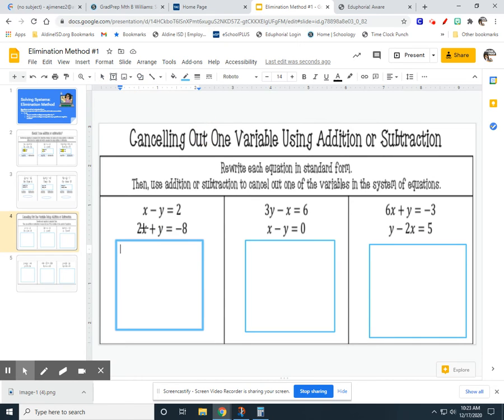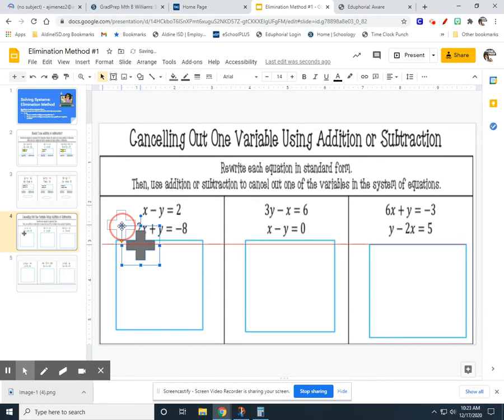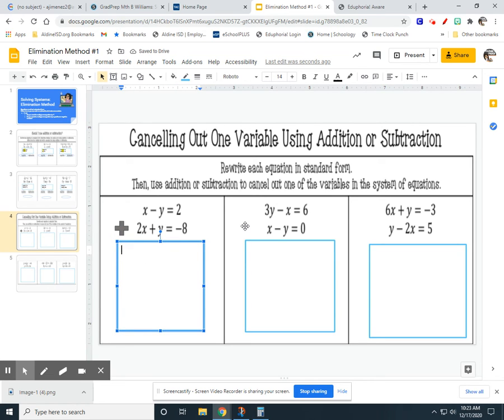Do a plus sign right here, just to say that we're going to add. And why are we going to add? Because the y right here and this y right here have the same coefficient in different signs. So I'll be able to cancel that and get 0. So I'm going to write underneath: 1x plus 2x is 3x. We already said that that's going to cancel out with the y. It's going to be equal to 0. So we put the equal sign. And 2 plus a negative 8 is going to be a negative 6.